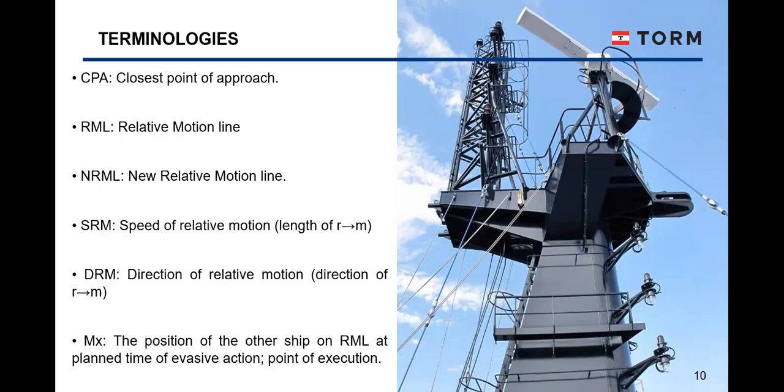And the MX, of course, is the position of the other ship on the RML at the planned time of evasive action, or the point of execution. That means you will be the one executing the alteration. Okay, that is your point of MX. Mostly, the point of MX happens when the vessel is on your starboard bow and you are both power-driven vessels, as per Rule 18. Responsibilities between vessels should apply.